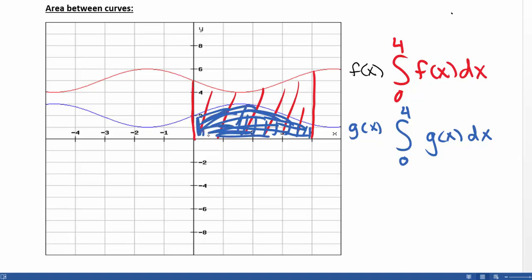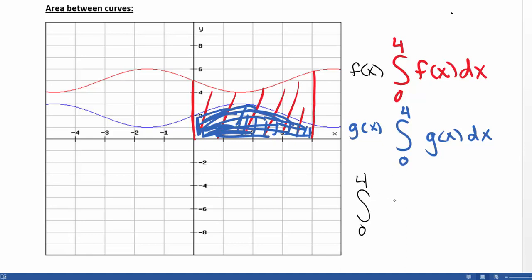So if we're interested in the area between curves, then I can see here that if I were to take the red area, the area under f of x, and subtract off the blue area, the area under g of x, what remains is the area between the curves. So I want to do, again, the area under f of x minus the area under g of x, and that will leave me with the area between the curves.